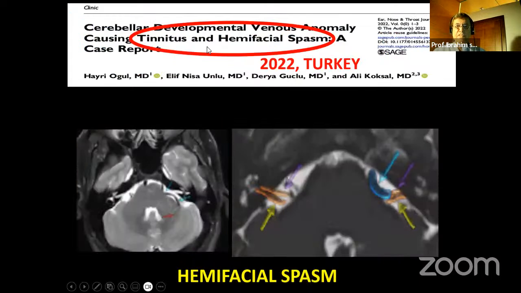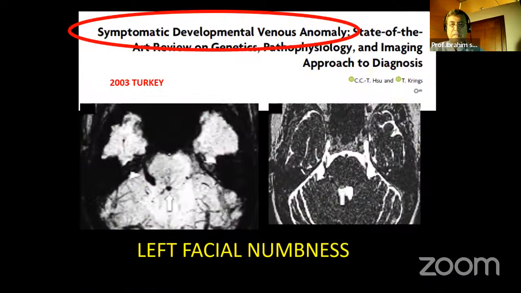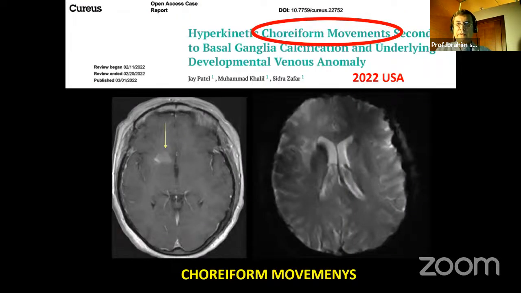Here it is presenting with hemifacial spasm, a large DVA pressing on the facial nerve causing hemifacial spasm. And this is the operative view of that patient, where you can see this large DVA pressing on the facial nerve. They can present with pressure on the trigeminal nerve, left facial numbness. This is the DVA pressing on the area of the trigeminal nerve. They can present with choreiform movements because they are in the basal ganglia. So a simple DVA, not associated with anything, can present with all these symptoms.